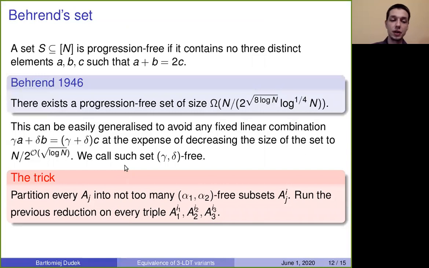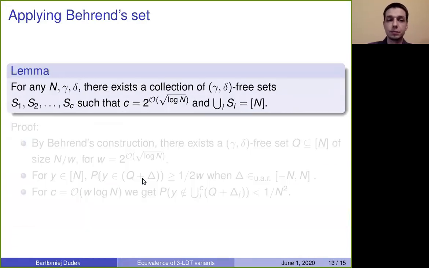The main trick that we use is that we partition every set A sub j into not too many subsets, A sub j with upper index I. Then we run the previous reduction on every triple. So we choose every possible set A sub 1 I1, every set here, and every set here. And then we make sure that there are no solutions inside one single set. That's what we need.